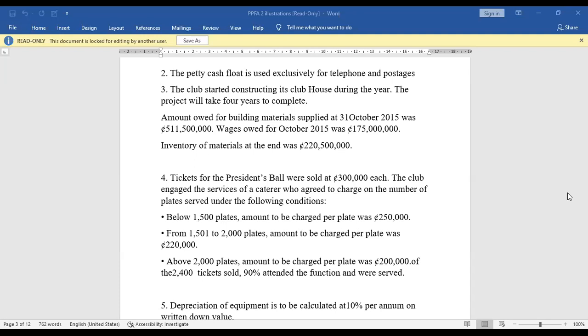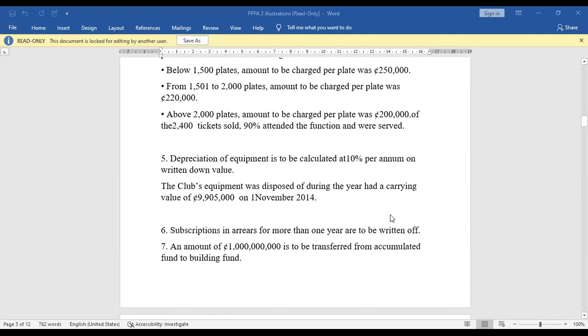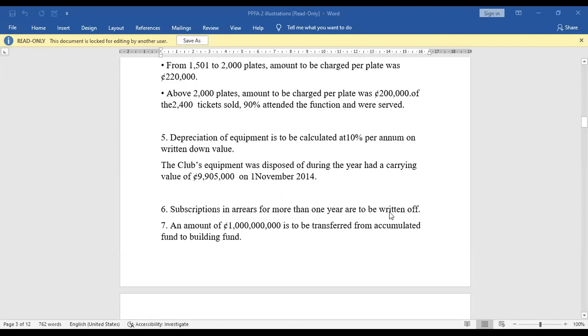Then number 5. Depreciation of equipment is to be calculated at 10% per annum on written down value. The club's equipment that was disposed of during the year had a carrying value of 9,905,000 on 1st November 2014. Subscriptions in arrears for more than 1 year are to be written off. An amount of 1 billion cedis is to be transferred from accumulated fund to building fund.